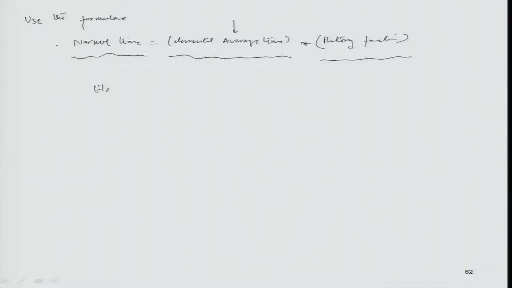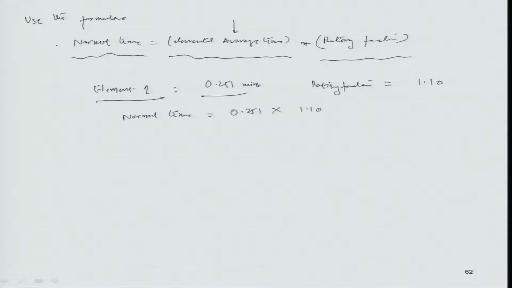For example, if I look at element 1, you have a total elemental average time given as 0.251 time units, let us say minutes, and I have a rating factor for this particular operator who is delivering element 1, who does it at 110%. So the rating factor is 1.10. I will have the normal time estimated in this case as the elemental average time times the rating factor. This becomes equal to 0.2761.